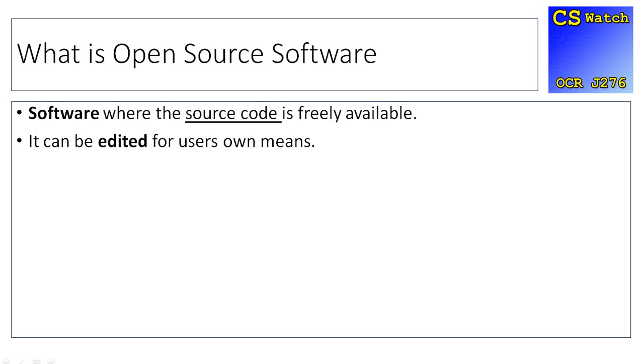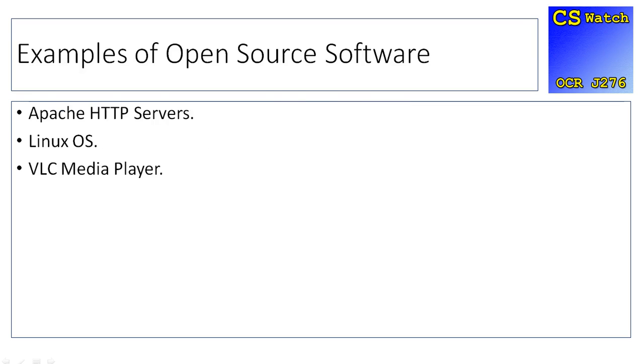So open source software is software where the source code is freely available. That means the code that has been written to create the program or piece of software is available. So you can look at it, you can change it, you can tweak it, it can be edited for a user for their own reasons, for their own means. So they can take a product which is open source and convert it and change it and do what they need to do, so then that piece of software is better for them.